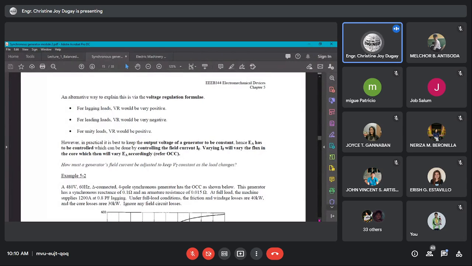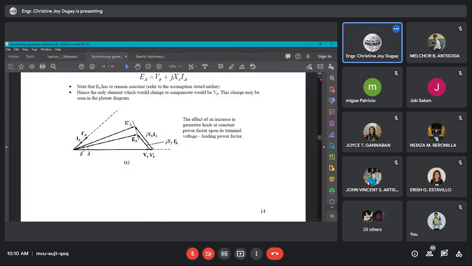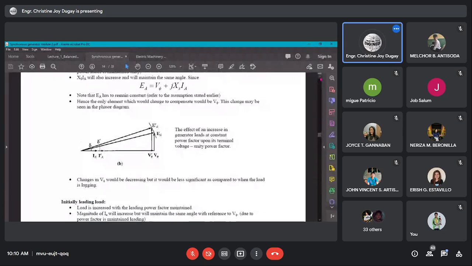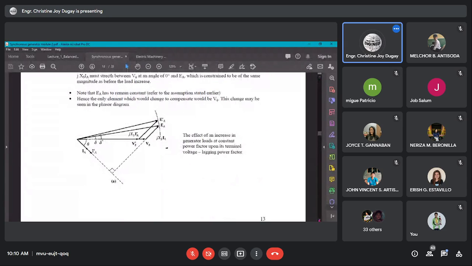So how much should the generator field current be adjusted to keep VT constant as the load changes? Let's look at VF or IF. It was not mentioned.